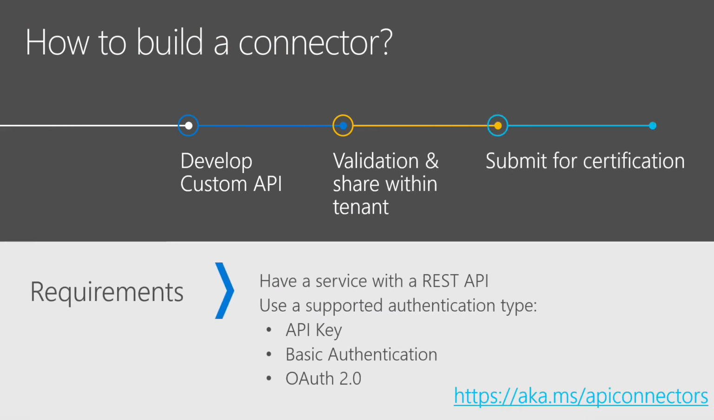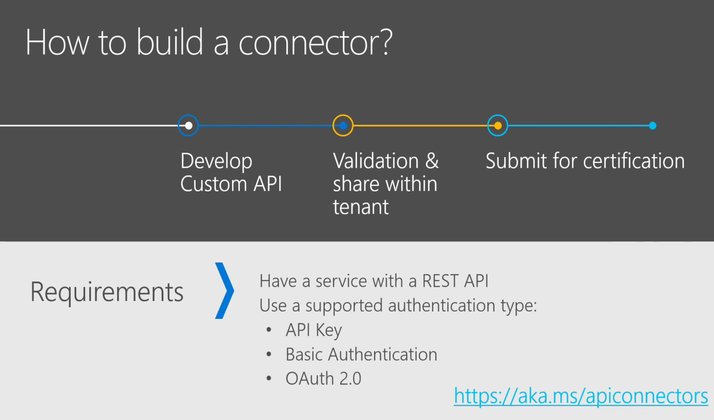So how do you build a connector? The first step is building a custom API or a custom connector, as I showed you today. Once you've done that, you validate and share it within your tenant. You make sure that it works for both Power Apps and Flow. All your operations look as expected. And then you submit it for certification.